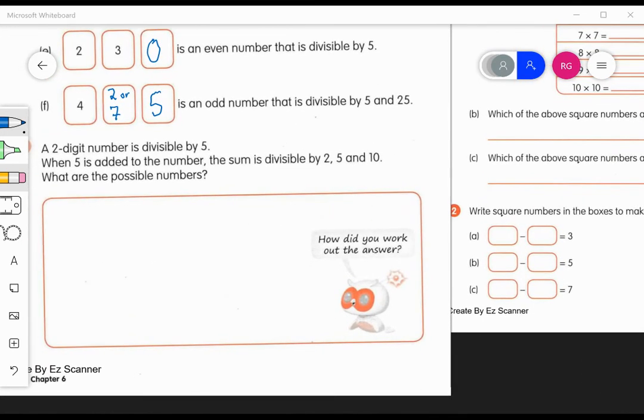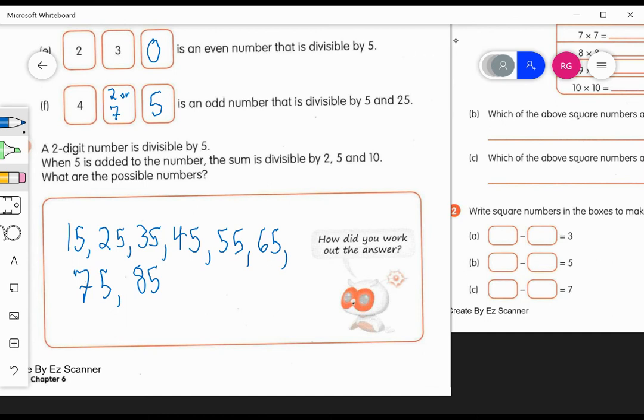All right, for this last one, it says a 2-digit number that is divisible by 5. When 5 is added to the number, the sum is divisible by 2, 5, and 10. What are the possible numbers? Okay, so you could write 15, 25, 35, 45, 55, 65, and 75, 85, and the last one is 95.